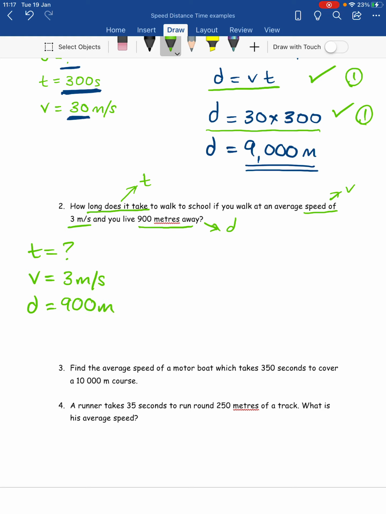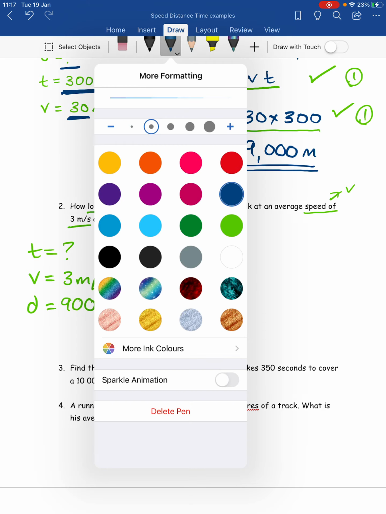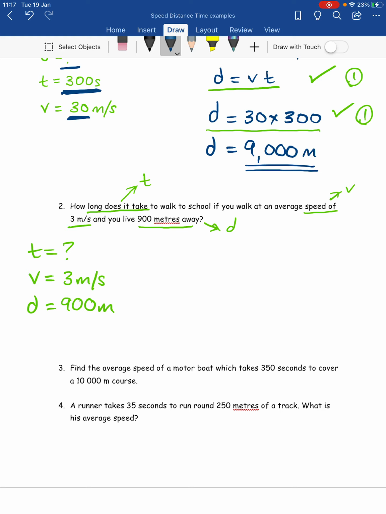Now again, it doesn't matter this time that we're working out time, because it's the same equation that links these 3 things together. So I write down distance equals VT. If you want to write it as V times T, that's fine as well. So that's how I get the first mark. Then I need to put the numbers in.